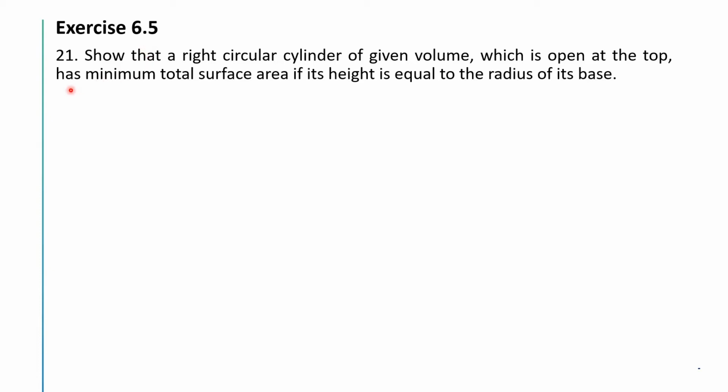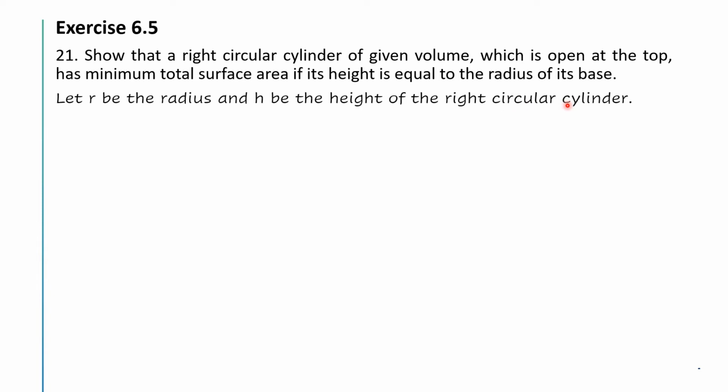M.L. Agarwal. So the 21st question: show that a right circular cylinder of given volume which is open at the top has minimum total surface area if its height is equal to the radius of its base. So here we have a right circular cylinder of given volume and it is also open at the top. We have to show that this right circular cylinder has minimum total surface area if its height is equal to the radius of its base.